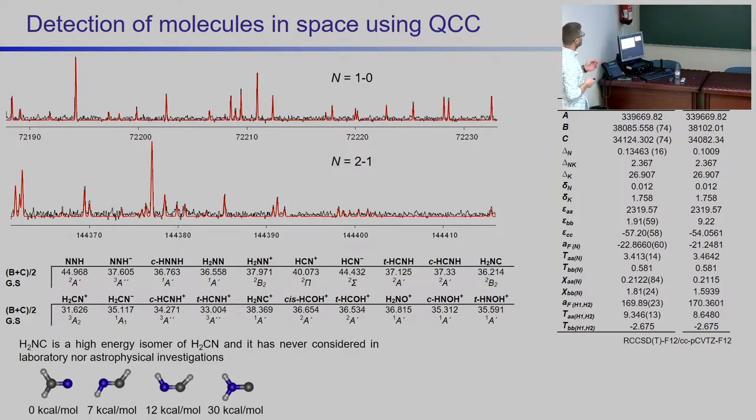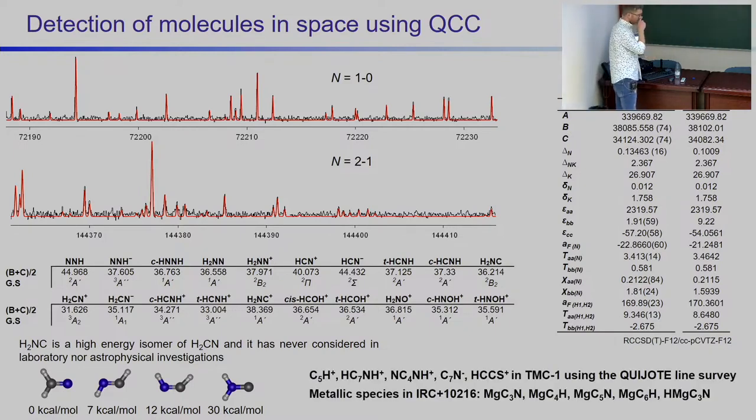And this is the case of H2NC, which is a high energy isomer of the radical H2CN, this one. And this radical has never been considered in any laboratory or astrophysical investigations, so the only way to detect this molecule in space is by quantum chemical calculations.